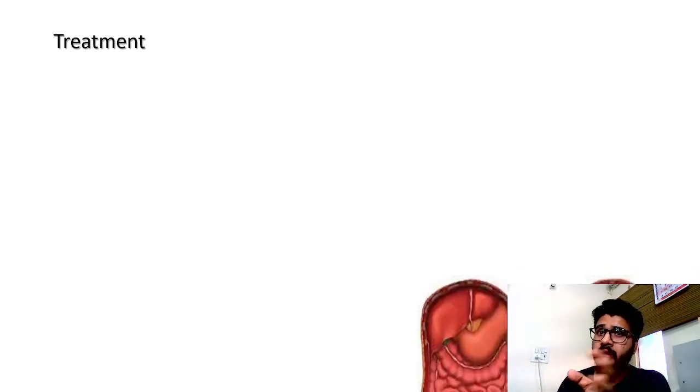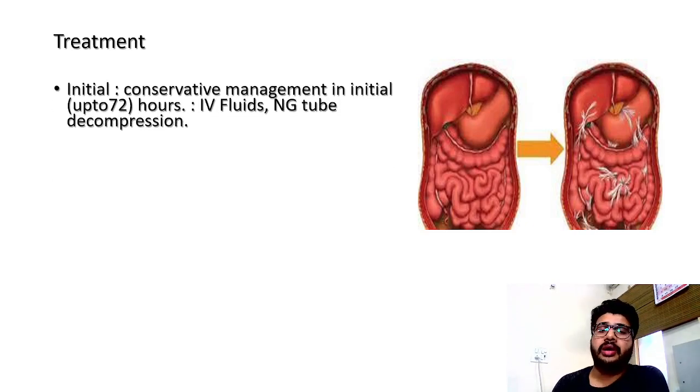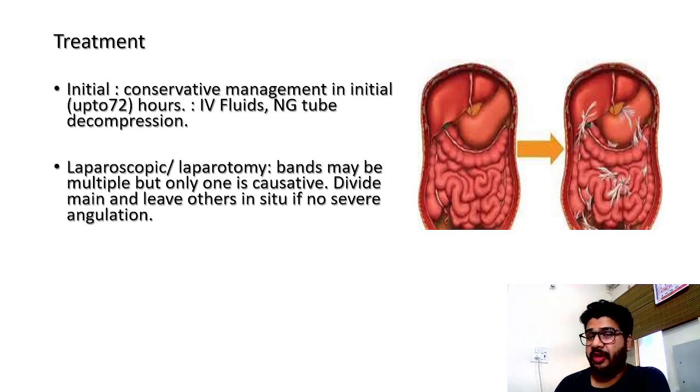Now, the treatment is very interesting. In any case of obstruction, you can give a conservative trial of 48 to 72 hours with intravenous fluids and nasogastric decompression. If it fails, you may proceed with laparoscopic surgery or laparotomy, and the band may be divided, multiple or a single one. If you think there are multiple bands and the culprit is only one, you can divide one and leave the others, but you may have to divide multiple bands when there is acute angulation.